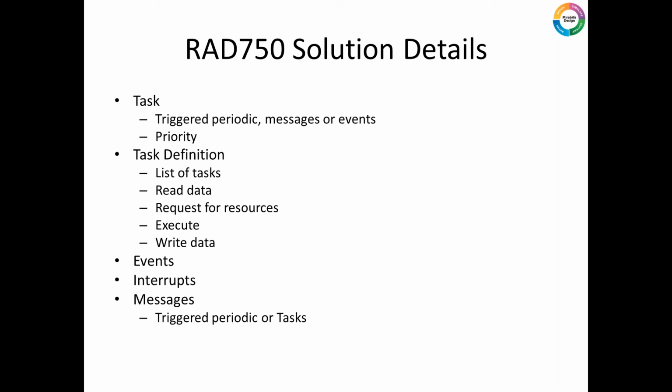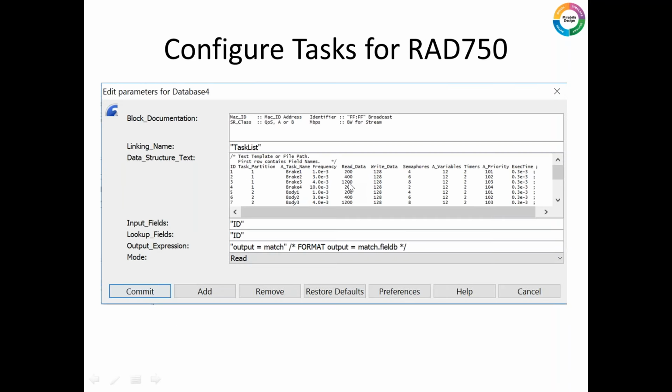In addition to the task itself, you have events that can be periodic or interrupt driven, and there can be messages that can be triggered by the task, or they can be independently, periodically set up, which can then trigger other tasks. So these are how the tasks themselves are defined. To look at the view of how these tasks are, here's one of the tables that we have in the system. You can see these are the RAD653 partitions, the names of tasks, their frequency of occurrence, the read and write data sizes, the different variables, the priority of the task, and how much time it is going to take to execute on the RAD750.